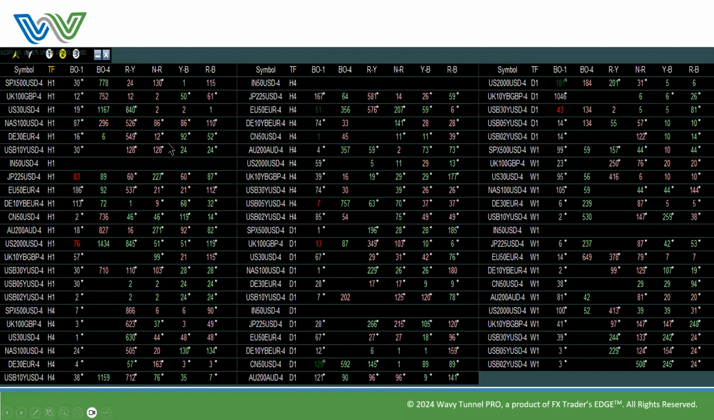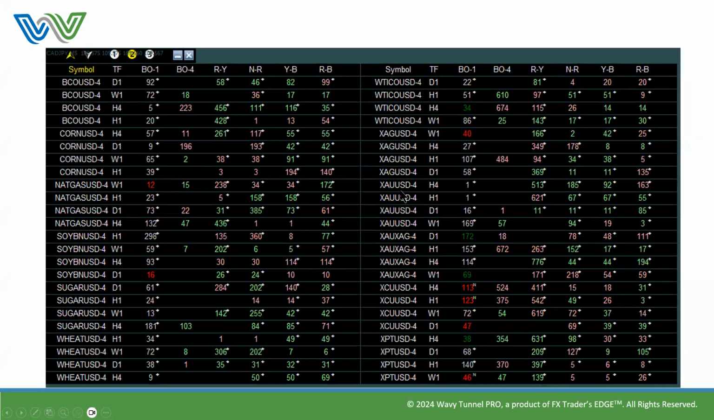Okay, this is not up to date, but these are all of the indices and the bonds for global bonds and global indices. Same thing. And these are all the commodities, same thing. And again, I don't have the stocks up, but you can use this for the stocks as well.